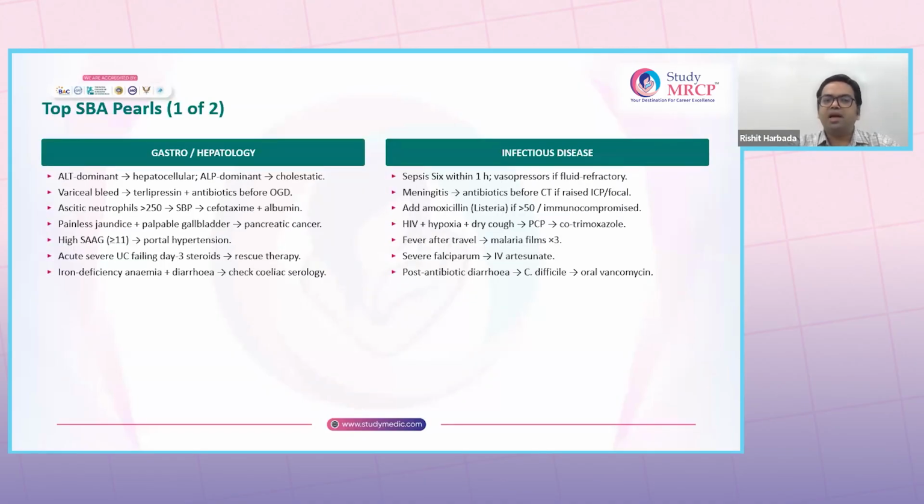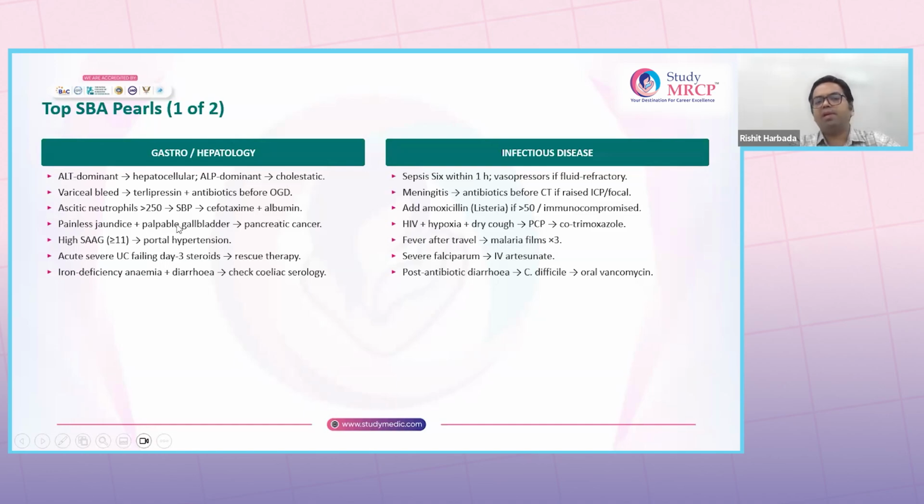Again, the next pearls are in gastroenterology and hepatology. If ALT is dominant, it's hepatocellular. If ALP is dominant, it's cholestatic. Variceal bleed, always give terlipressin and antibiotics. Ascitic fluid neutrophils more than 250 is SBP, treated with cefotaxime plus albumin.